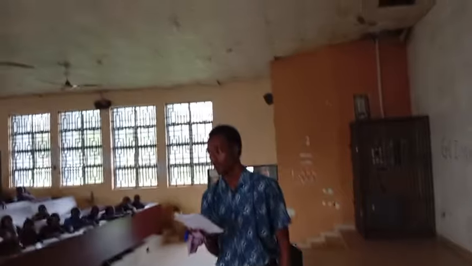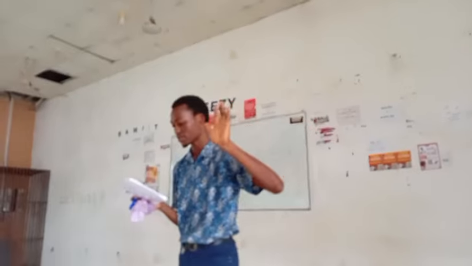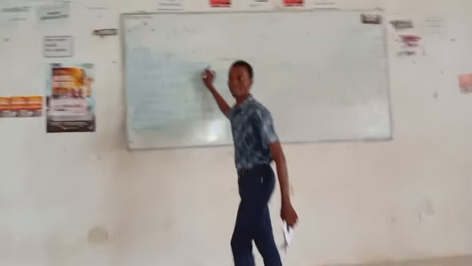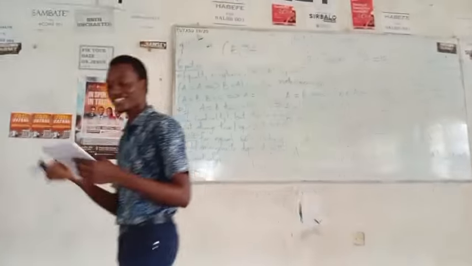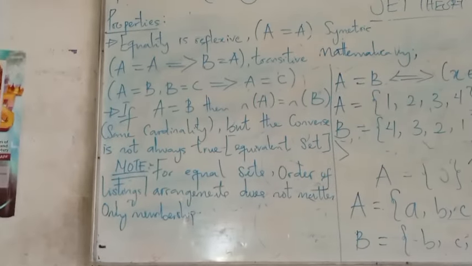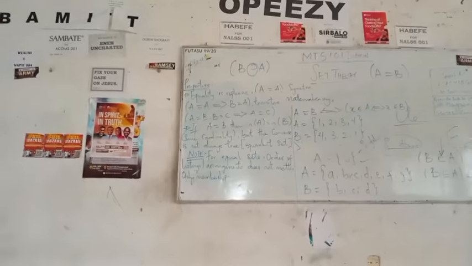Back to class. Okay, now let me begin. The properties I give you now. Equality is reflexive: A equals A. Equality is symmetric: open brackets, A equals B, which implies that B equals A.